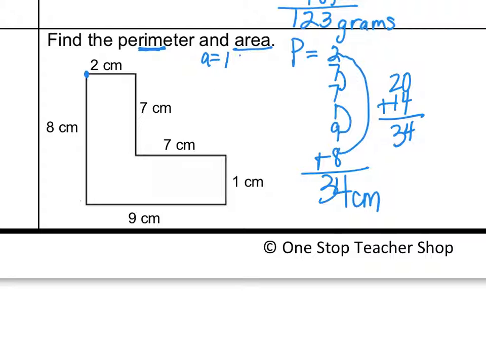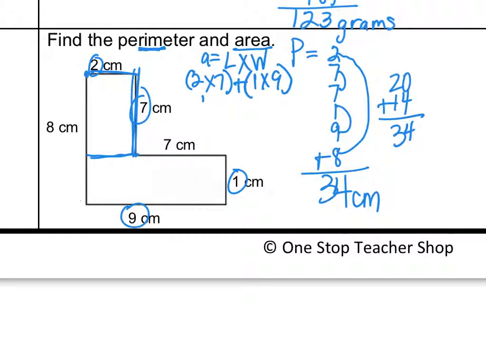Okay, now we're going to do area. We know area equals length times width, but we have to subdivide it into 2 rectangles. You could do that horizontally or vertically. I think I'm going to go horizontally. The longest side here on this one is 7, and the width is 2, so we're going to do 2 times 7. The bottom one is 1 times 9. Look at there. 2 times 7 is 14, plus 9 is 23 centimeters squared for area.